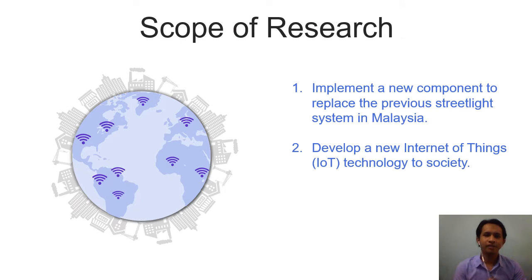For my research scope, I want to implement a new component to replace the old street light system in Malaysia. Besides, I want to develop a new Internet of Things, known as IoT technology, to society.